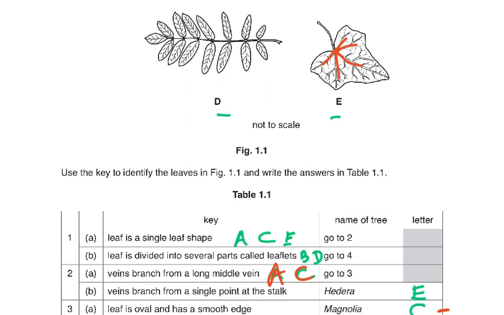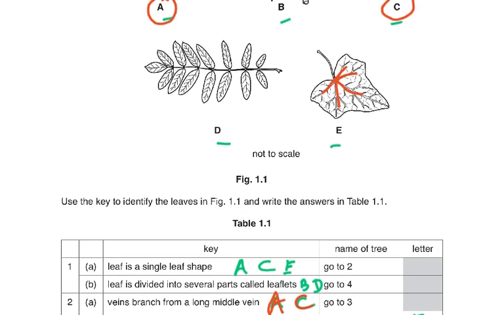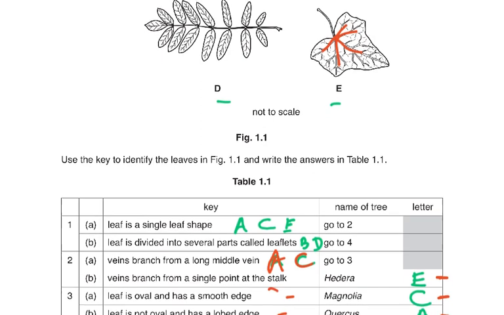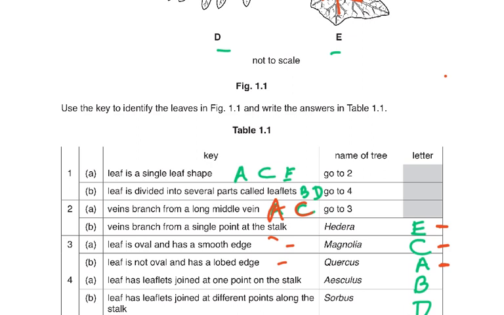Then we go back to now, leaf is divided into, so then of course we're left with the A one. So veins branch from a single point at the stalk, and that would be E. Leaf is oval, has a smooth shape, C. Leaf is oval and has a lobed shape, that would be A. Lobe shape, these are lobes, right? Then leaf is divided into several parts, so that would be B and D, which were left.